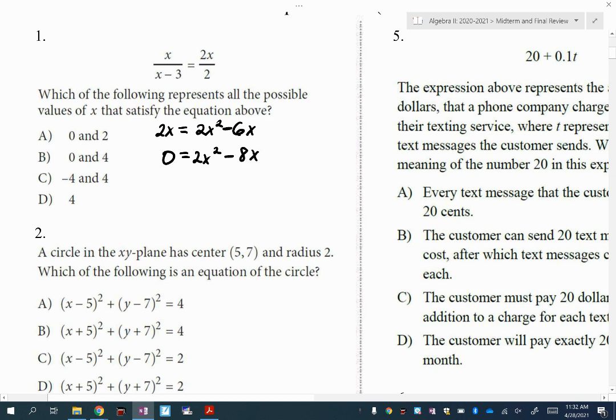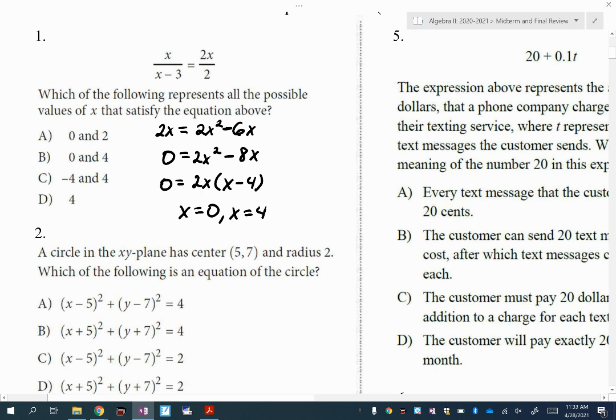All right? Now, I don't see a third term here, so it's not a trinomial. It's still a binomial. So I'm going to factor out what they have in common, which is 2x. And that leaves me x minus 4. All right, so whatever makes these factors 0 are my solutions. So I have x equals 0 and x equals positive 4.